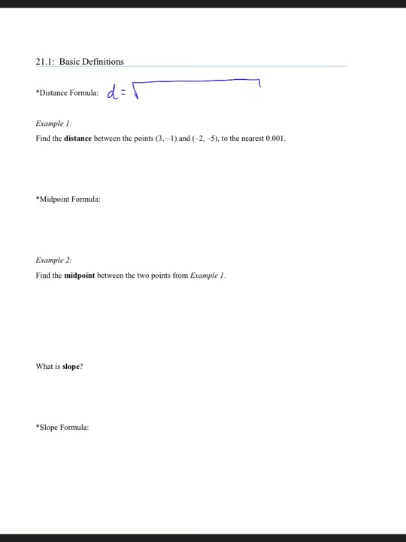Now when you have 2 points like the ones below, we have the x1 and y1 just like in the slope formula. What we're doing here is taking x2 minus x1 and squaring that, and adding it to y2 minus y1 and then squaring that.